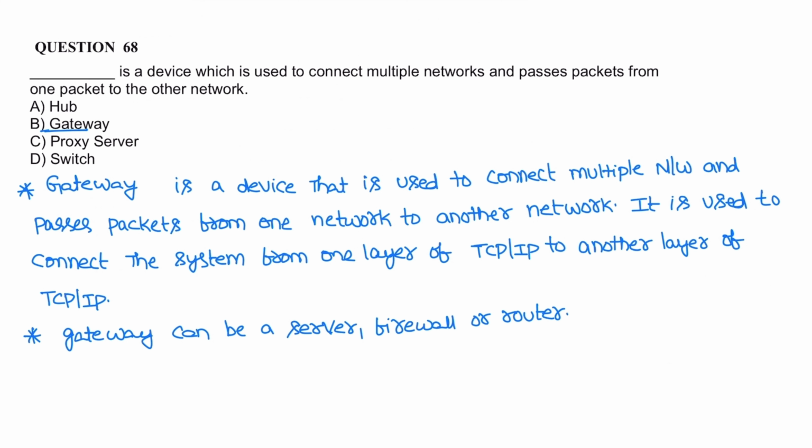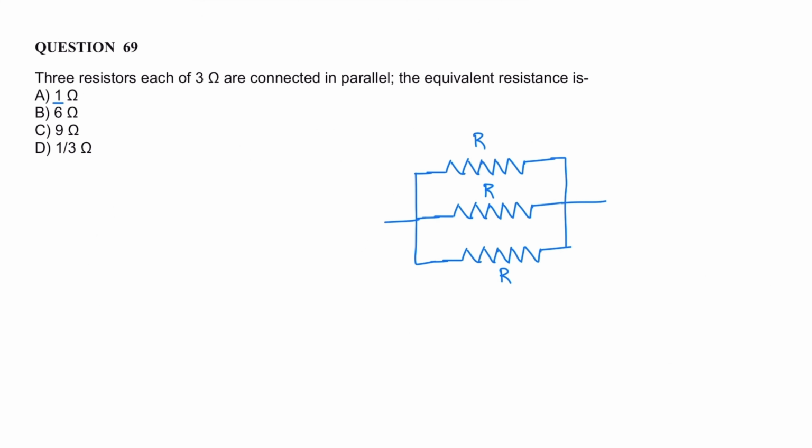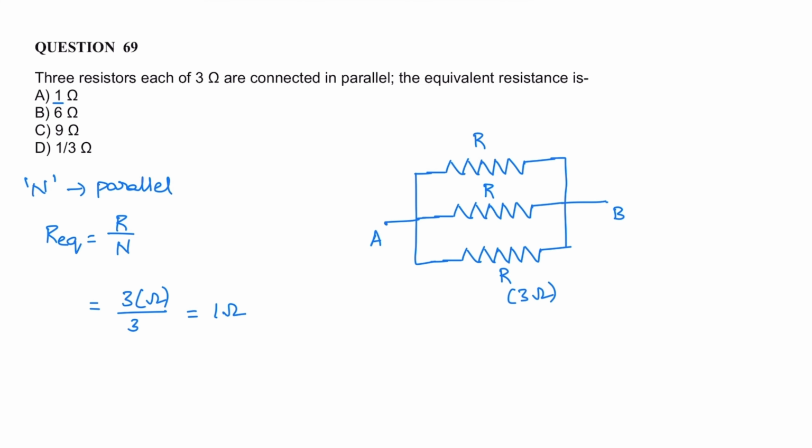Next question. 3 resistors, each of 3 ohm, are connected in parallel, then the equivalent resistance between the terminals is. Here the resistance of each resistor is 3 ohm. If there are n resistors, all connected in parallel, then equivalent resistance is R by N, where R is the resistance of each resistor. Here the resistance given is 3 ohms and the number of resistors is 3. So correct option is 1 ohm.